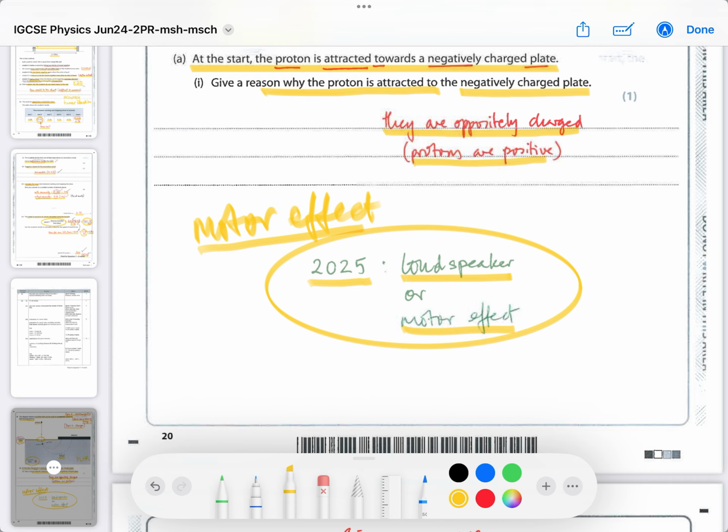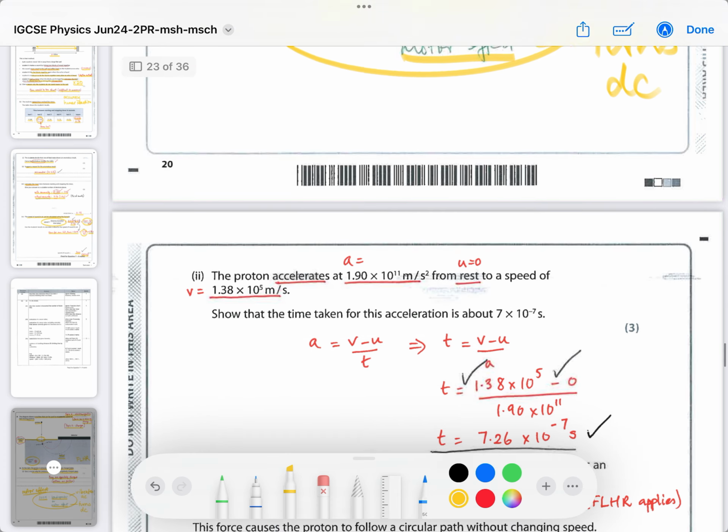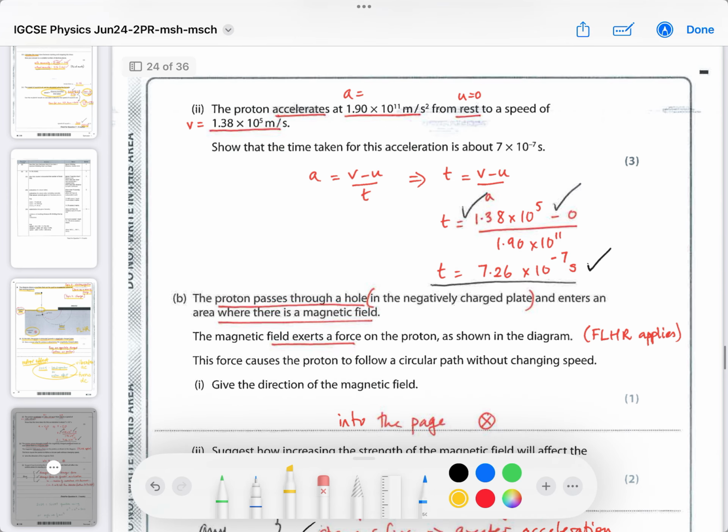You need to make sure you've revised these and are able to use Fleming's left-hand rule to explain why a loudspeaker vibrates to make sound, and this one turns. Yes, one uses DC, one uses AC. Okay, so this could be a question to prepare for your paper 2 exam.